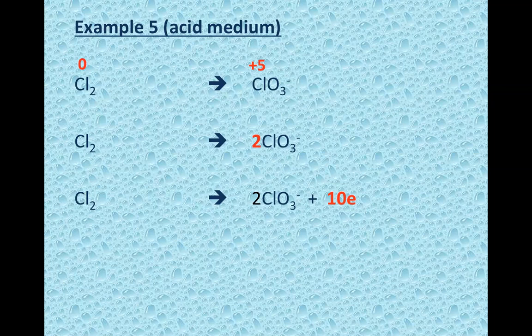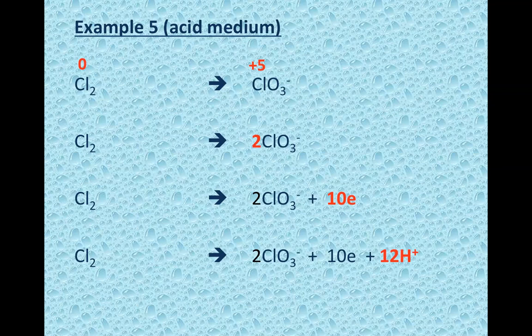So in this case, acid medium, we will add H plus. So how many do we add? We add 12 H plus to balance the 12 negative charge, to finally give an overall of 0 charge on the right hand side as well, so that it now balances the charge on the left hand side.